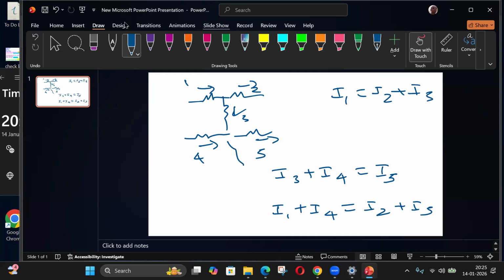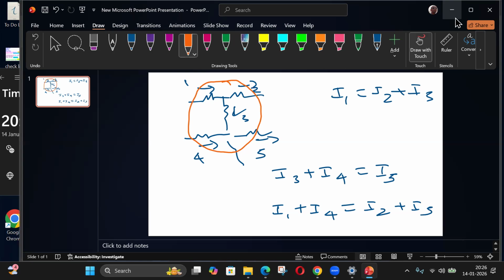So that I can understand as writing KCL in this. Consider this a super node. Whatever current is entering the surface, which is I1 and I4, and the currents that are leaving are I2 and I5. I3 is inside, it's not entering or leaving. So KCL is not only applicable to a node, it is also applicable over a surface, or a closed curve. Whatever current is entering should match the leaving ones. If I take this circle, the current entering is 1 and 4, leaving is 2 and 5.